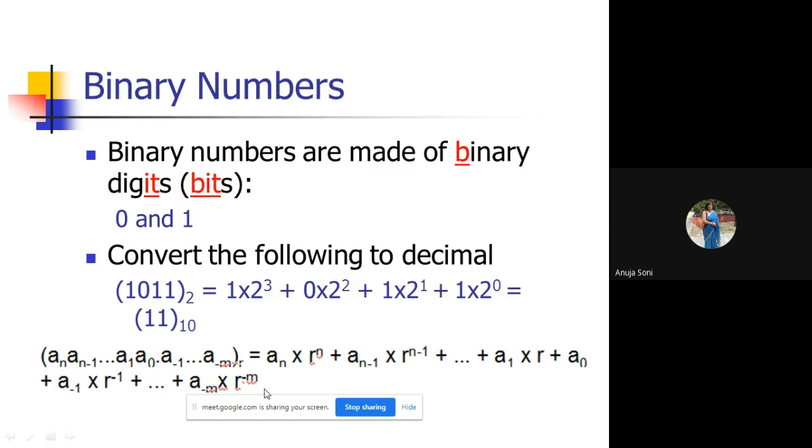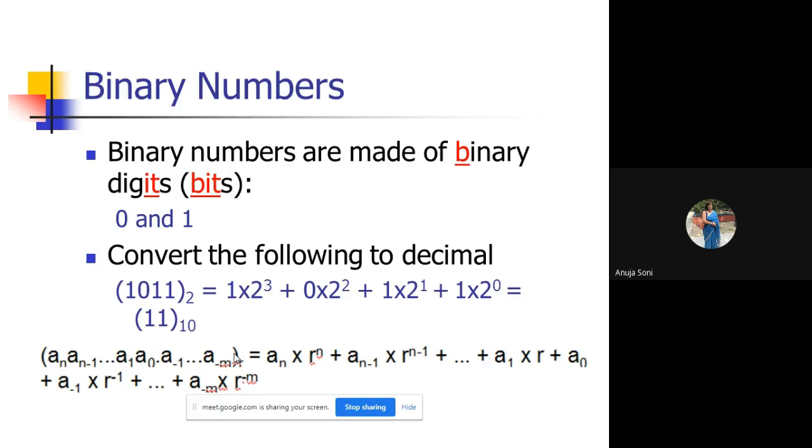So downside, again the formula is written. And if we talk about the fractional part, if there would have been a fractional part also in this number, so for the fractional part what you have to do, you may use these notations: a minus 1, a minus 2, a minus m.